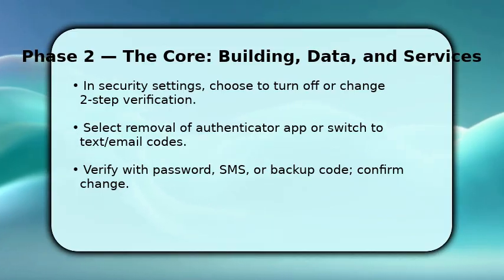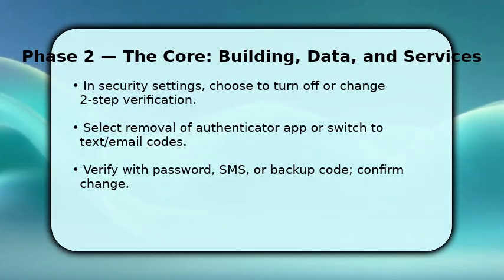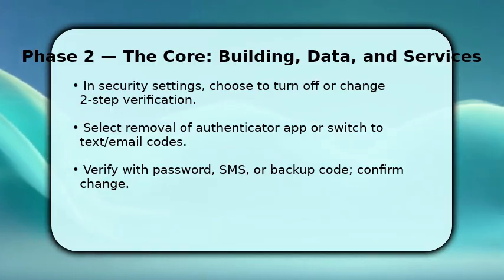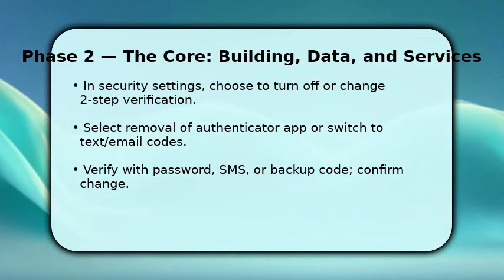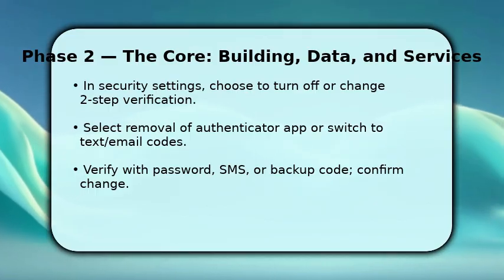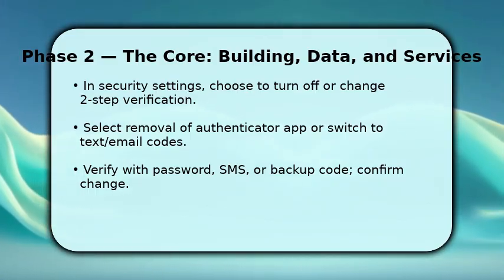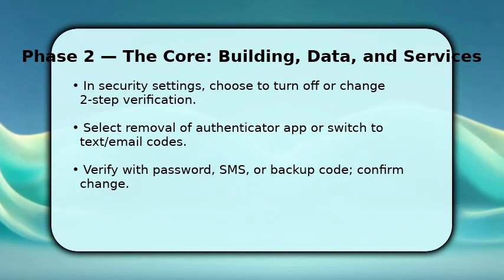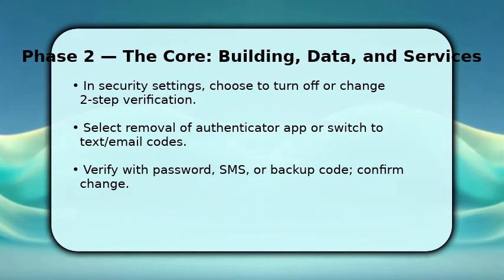You'll be asked to verify your identity. Enter password, SMS code, or one of your backup codes. Once verified, confirm that the Authenticator entry is deleted. Repeat this process for every service where Google Authenticator was registered, because leaving one active will still require the app.